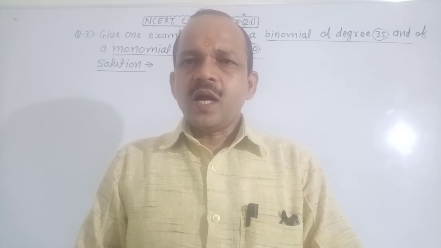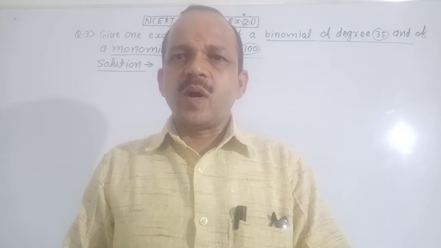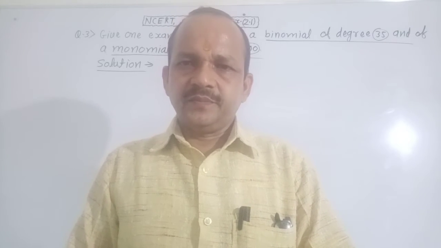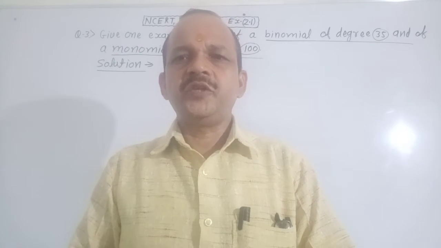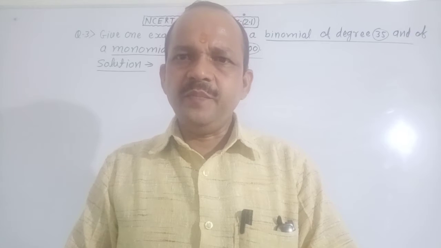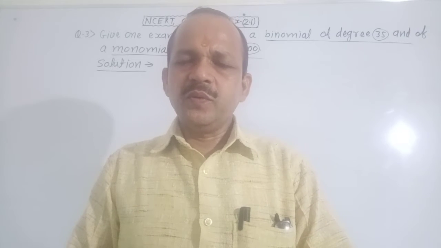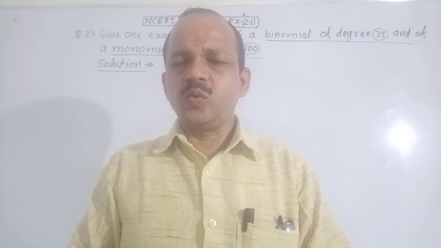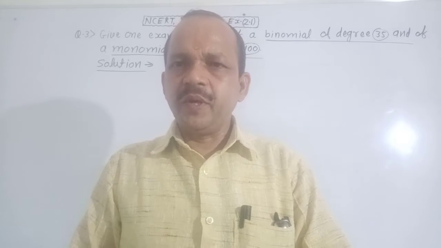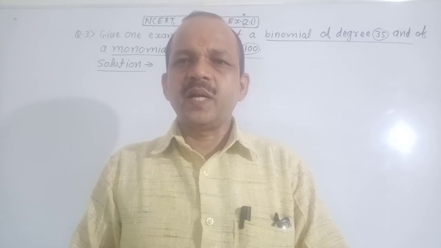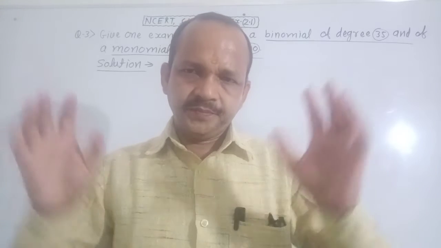Now I want to describe trinomial. A polynomial having three terms is called a trinomial. For example, y power 4 plus x cube plus 2, and so on. Mu power 43 plus mu power 7 plus mu, and so on.